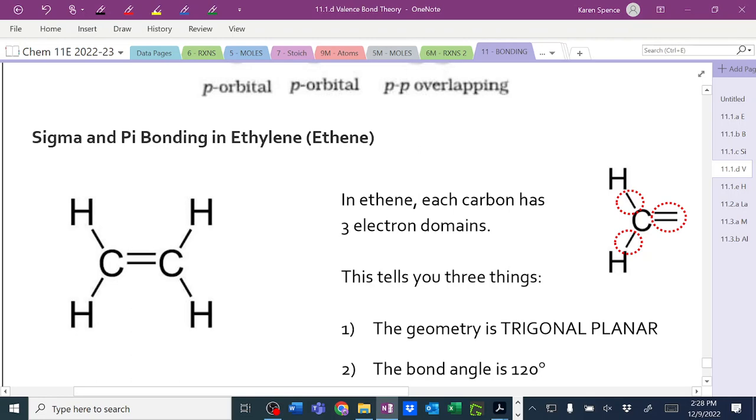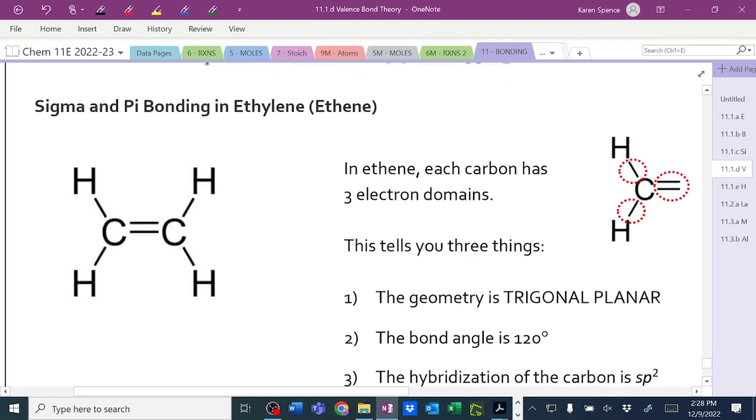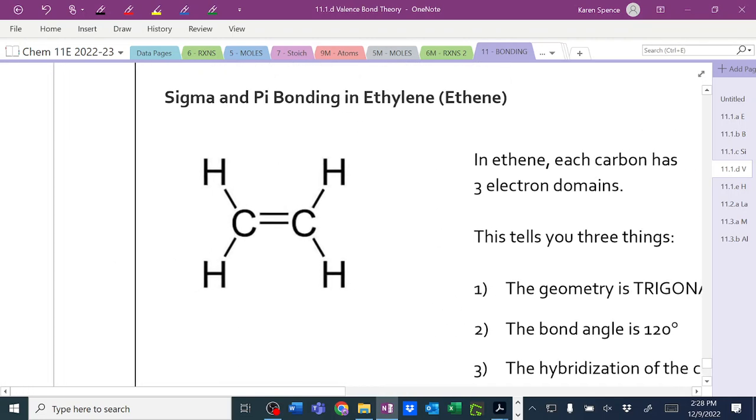Now, let's take a look at ethene. How many electron domains does this carbon have? 3. Because a double bond is all considered the same area. It's all to the right of the carbon.